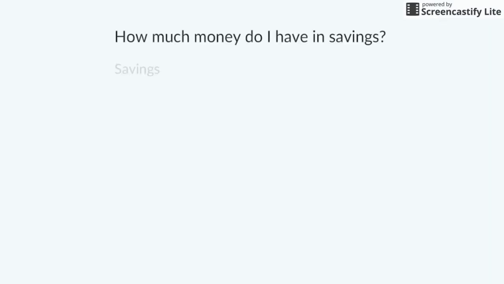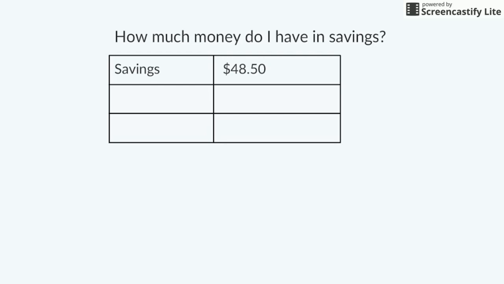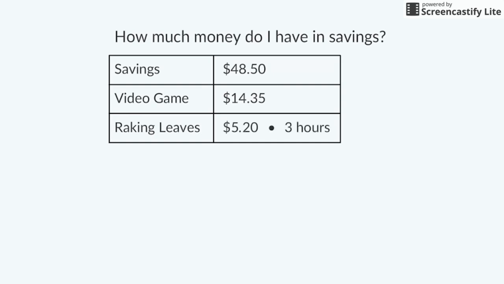Okay, I had savings of $48.50 before I bought the video game, which cost $14.35. Then, I raked leaves for my neighbor. She paid me $5.20 per hour for 3 hours. How much money do I have in savings? What should my first step be?